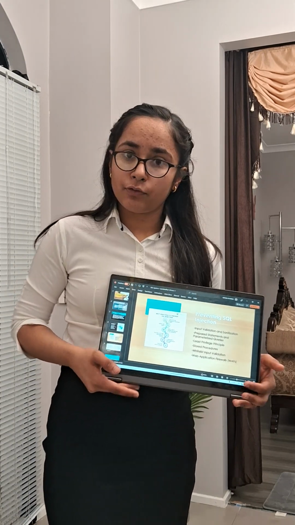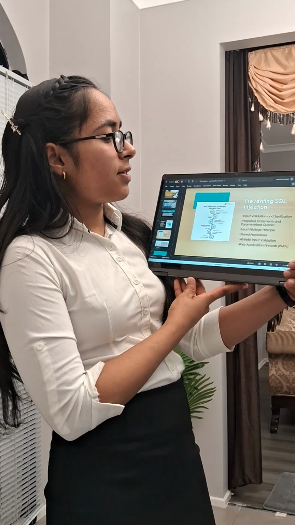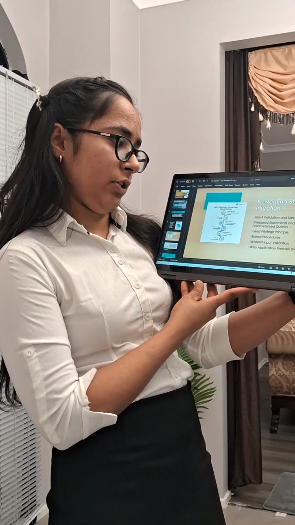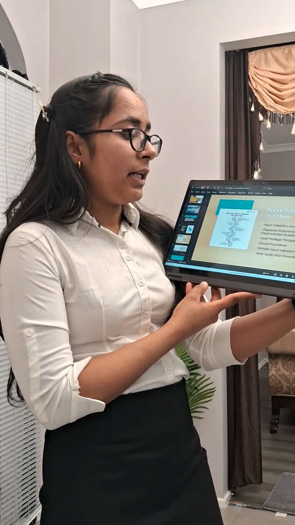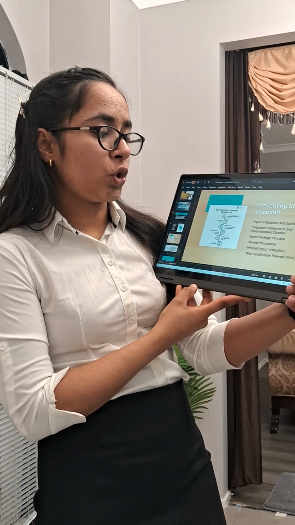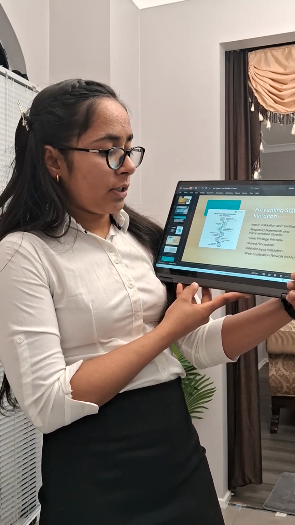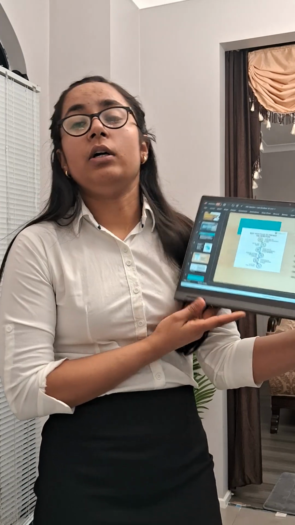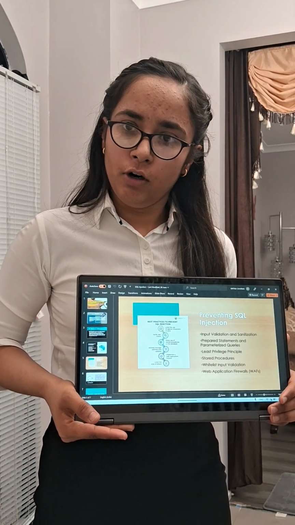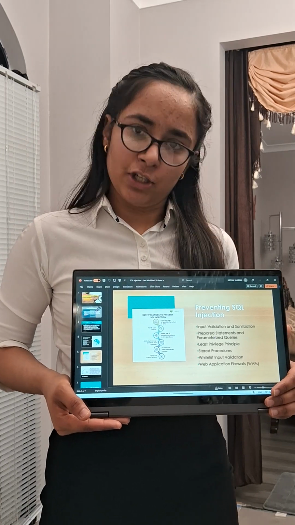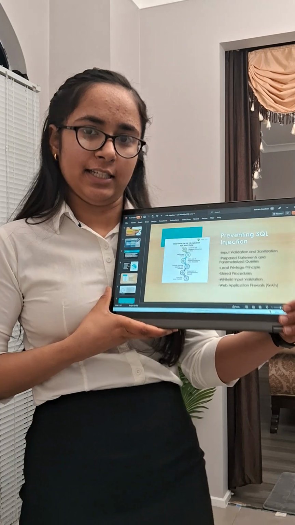So you must be aware of it. So let's come to this point. First is input validation and sanitization, prepared statements and parameterized queries, least privilege principle, stored procedures, whitelist input validation, web application firewalls. According to me, a firewall is the best option you can go for to prevent yourself from SQL injection. You can read about this in my report in whole detail.